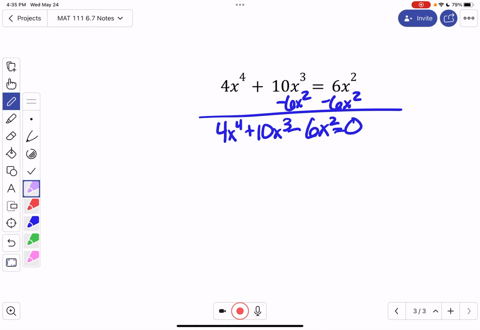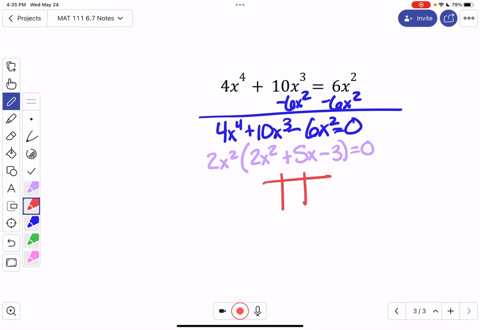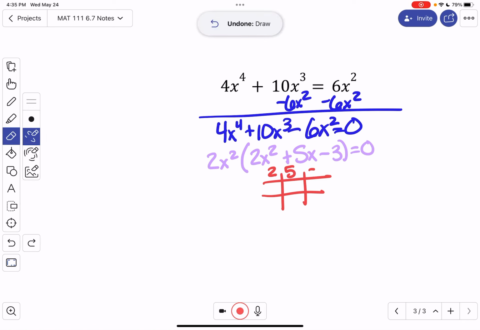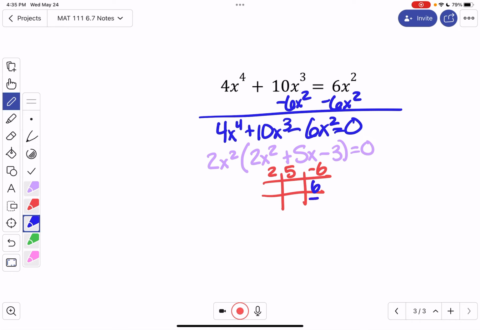Now we want to take out our greatest common factor. So we would have 2x squared times (2x squared plus 5x minus 3). We're going to tic-tac-toe this part. 2, 5, negative 3. Nope, negative 6, because we do a times b, a times c, and 2 times 3 is 6. Factors of negative 6 that add up to 5. Greatest common factor of 2 and negative 1. Multiply up, multiply across. We get 2x minus 1 and x plus 3.